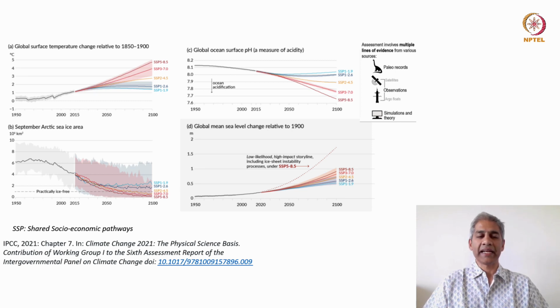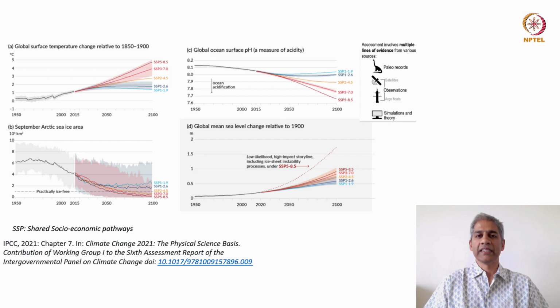The lines in gray are the actual data. The colored lines are simulations which the IPCC has done, taking into account different socio-economic pathways that the world can use to develop towards 2100. I will come to what these SSPs are later on in the lecture. But for now, let's just concentrate on the gray lines. I have already spoken about the global surface temperature and how we have seen a 1 degree rise as compared to 1850 to 1900. Now coming to the graph in B, we see a decrease in the Arctic sea ice area from approximately 6 million kilometers squared in 1950 to about 4 million kilometers squared by 2015.